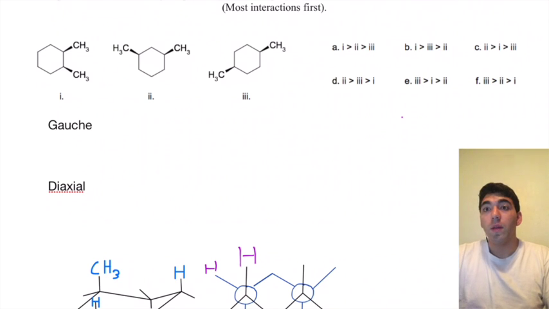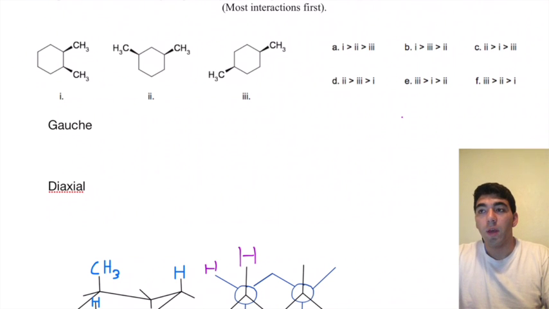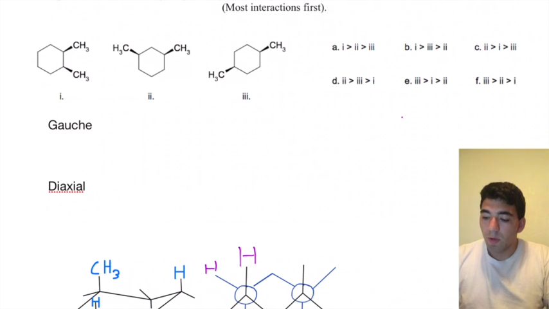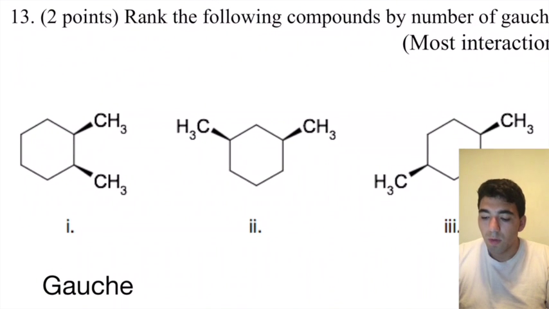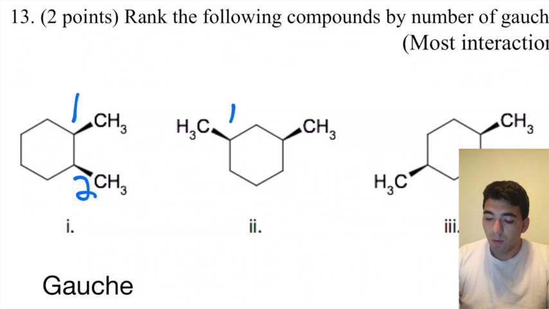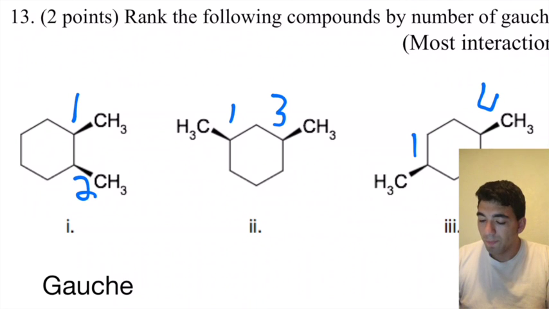On to problem 13. Rank the following compounds by the number of gauche and diaxial interactions for the most stable conformation. For the most stable conformation means they want us to assume equatorial position when possible, because axial position is more unstable. Okay, so first we're going to name the 3 compounds we have been given, and we want to look at basically their substitution, where those dimethyls ended up, since they're all cyclohexanes. So we have a 1,2 compound, a 1,3, and a 1,4.